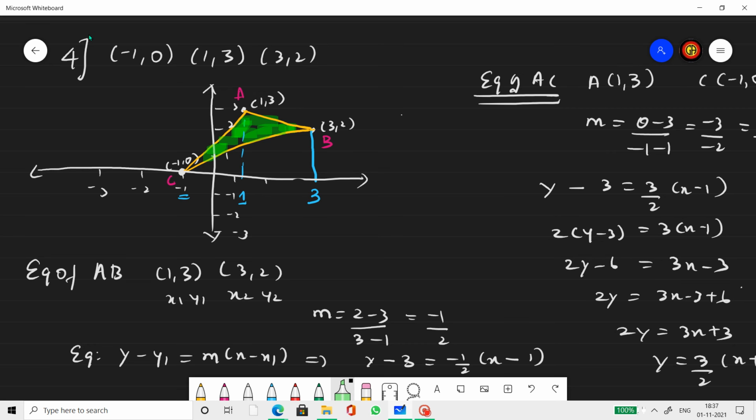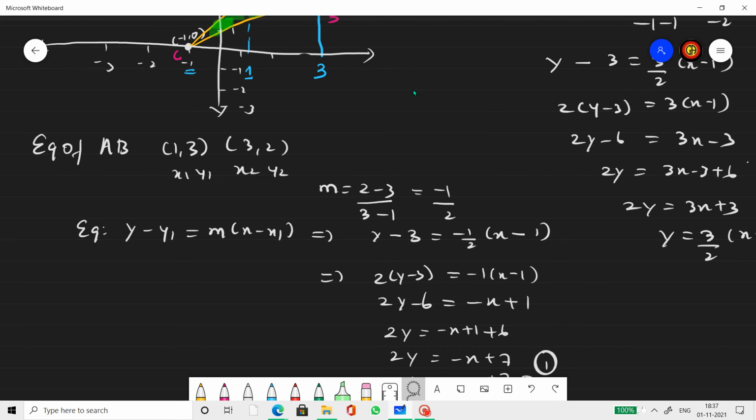So AB's equation, AC's equation and BC's equation. Integrate AB with limit 1 to 3, integrate AC with limit minus 1 to 1 and integrate BC with limit minus 1 to 3. So finding the equation of AB.